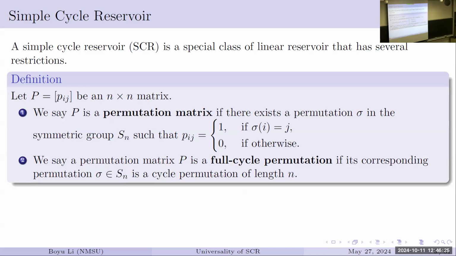And if your permutation is a full cycle, like an n-cycle in the symmetric group, then we call it a full cycle permutation. You can imagine one way of writing a full cycle: you have the 1s on the lower diagonal and an extra 1 in the upper right corner. That's a typical full cycle permutation. So this is the permutation matrix. They're the lowest connectivity you can get if you want to have, say, an invertible matrix W. They have a lot of 0s.